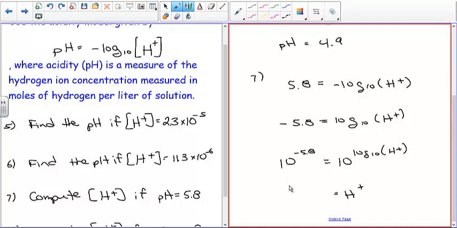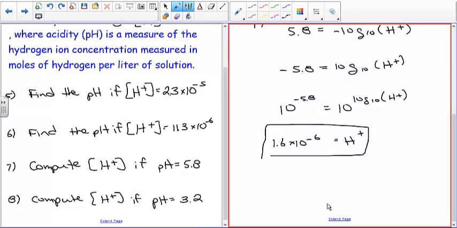So if you plug 10 and raise it to the negative 5.8 power, you'll get 1.6 times 10 to the minus 6. So that's your answer. It's not 5.8 times 10 to the minus something or other. You just have to plug that into your calculator and figure out what it is in scientific notation.